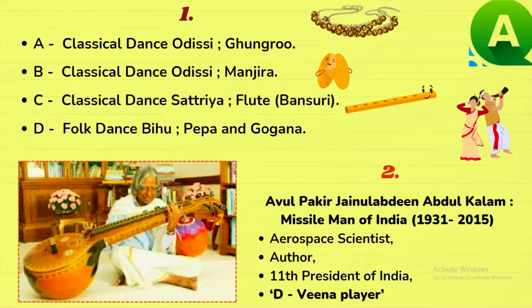First one, classical dance Odissi that represents Ghungru. Second, again Odissi Nritya that shows Manjira. Third one is a Sattriya classical dance form that shows flute, bansuri, with its hand gestures. Last one is the folk dance Bihu, that shows Pepa and Gogona. Second question, the answer will be Veena player.